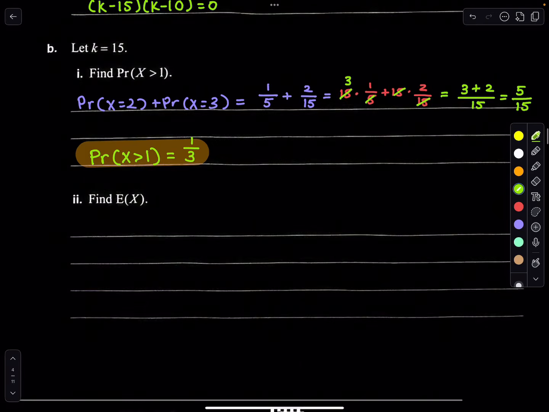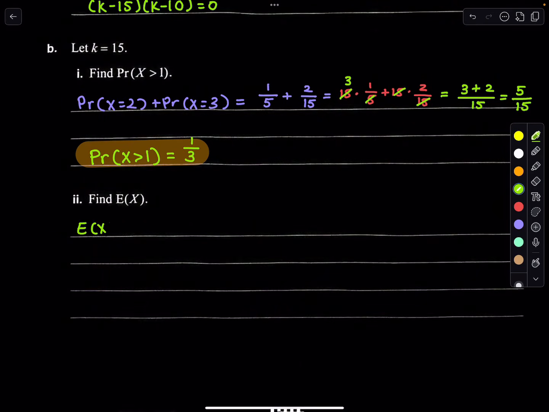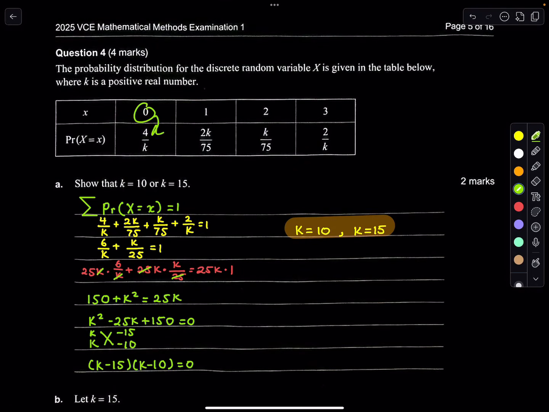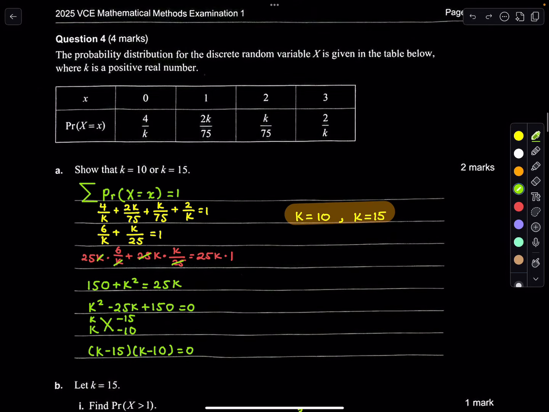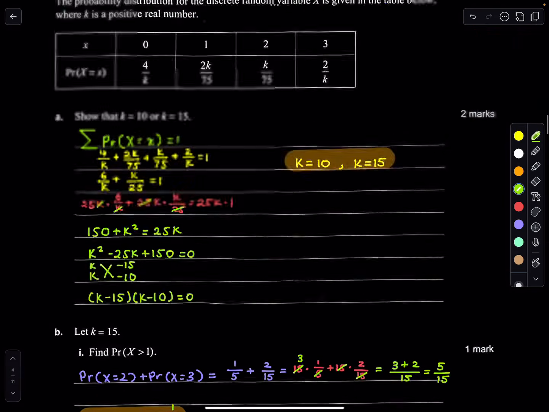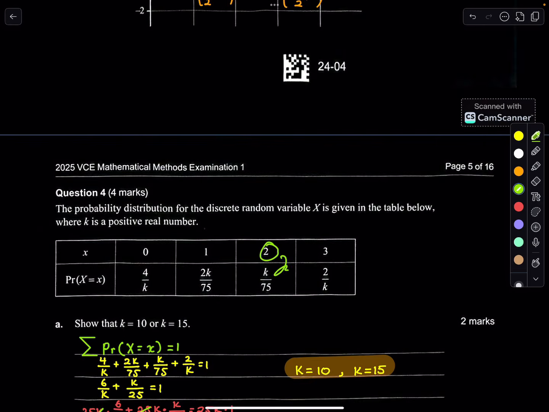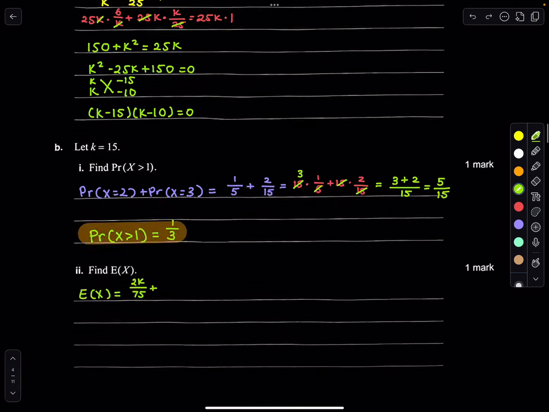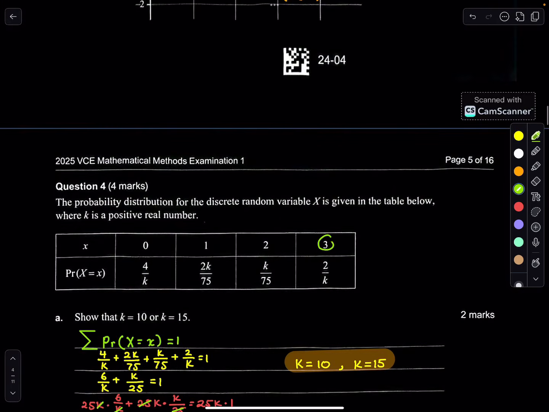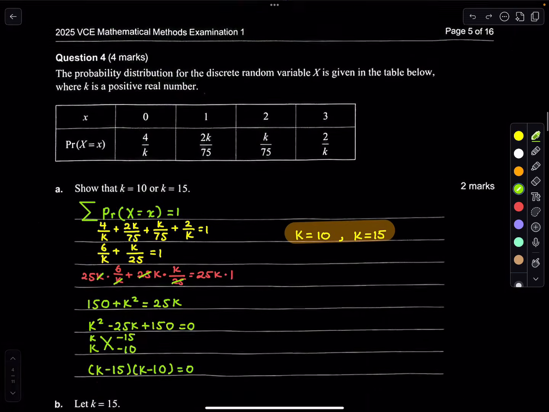So let's do that. So we can say that the expected value, and let's do that for the first one. Well, the first one's quite easy because it's just 0 times 4 over k. That's already 0. And 1 times 2k over 75 is just 2k over 75. Beautiful. Plus, then we have 2 times k over 75, which is basically just 2k over 75. Plus, then we have 3 times 2 over k, which is 6 over k.